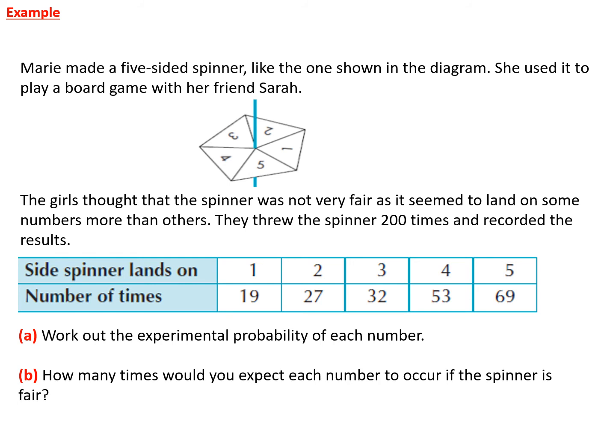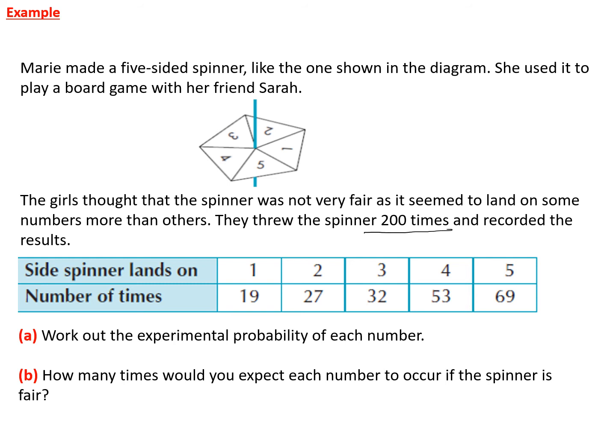Okay, let's have a look at this example. Mary made a 5-sided spinner like the one shown in the diagram. She used it to play a board game with her friend Sarah. She threw the spinner 200 times, and she recorded the results in a table here. The spinner lands on 1, 2, 3, 4, and 5, as you can see the numbers here.